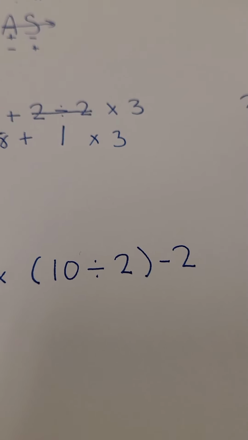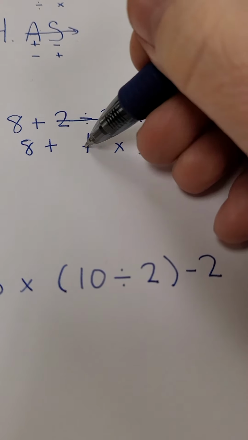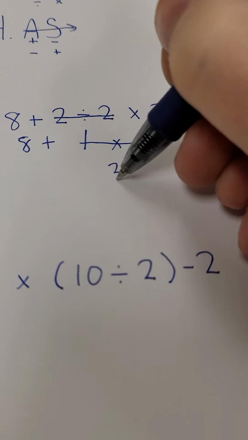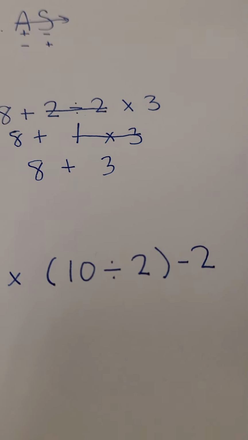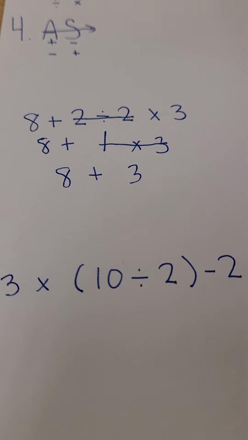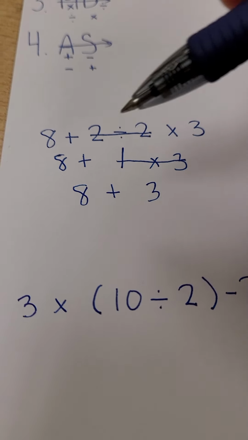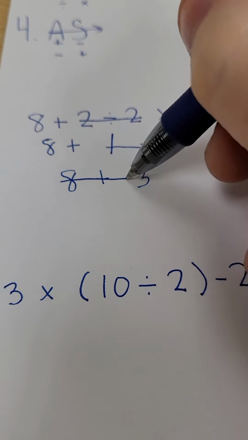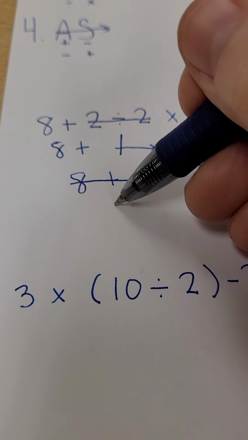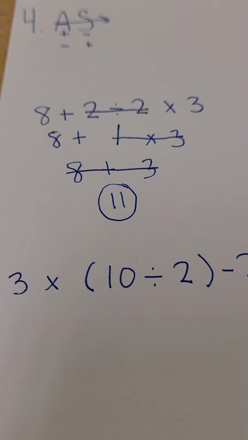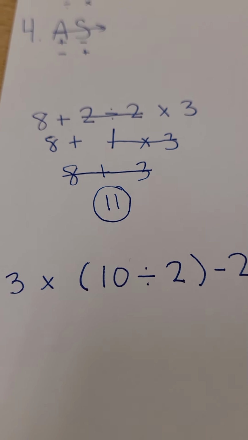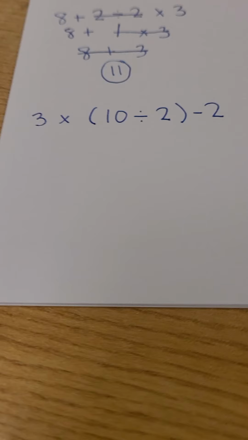Okay, are we done multiplying and dividing? No. Multiply. Bring down the rest of your problem. Are we done multiplying and dividing? Yes. So move on to step 4, which is add, subtract. All we have left to do is add. 8 plus 3 is 11. So our final answer is 11. Okay, let's try another problem.